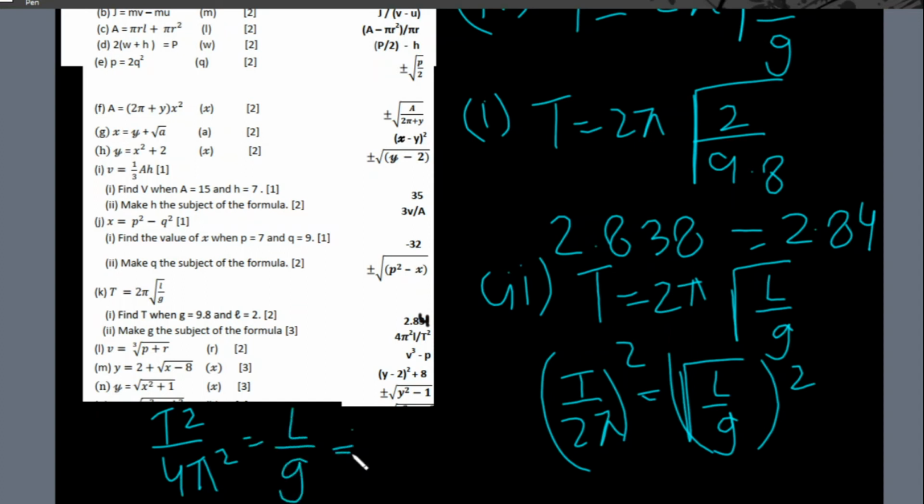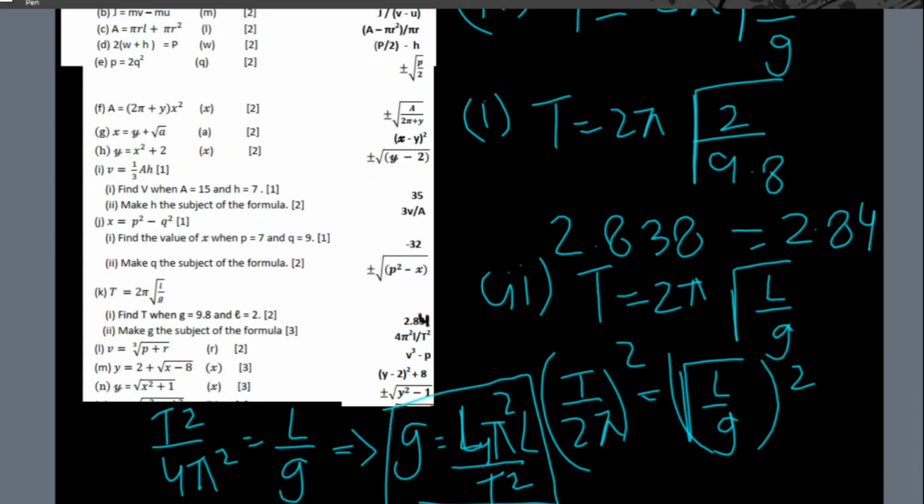Now to make G the subject, I'll send G to the left hand side and the rest to the right hand side. So the numerator will get multiplied with the denominator and denominator with the numerator. So this would be the answer for part K2.